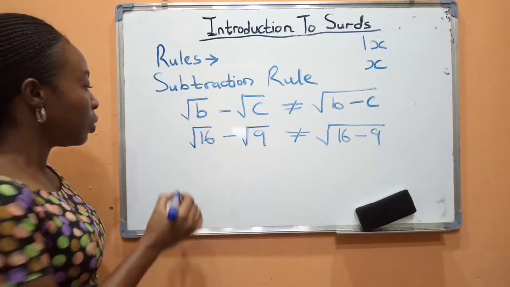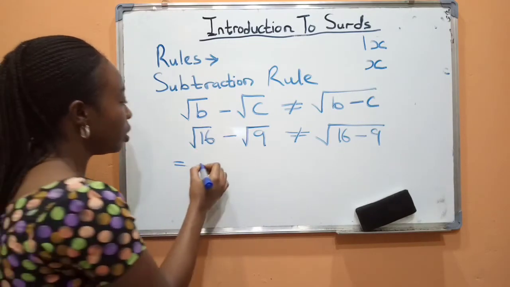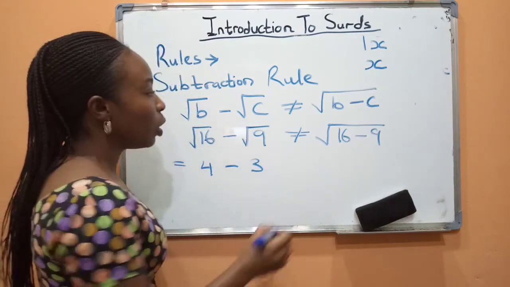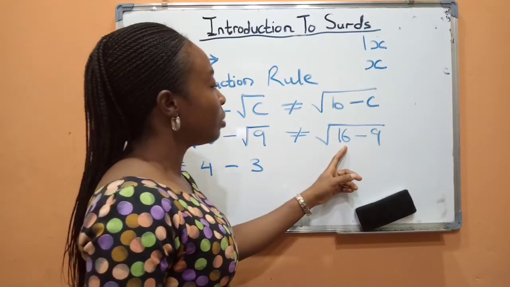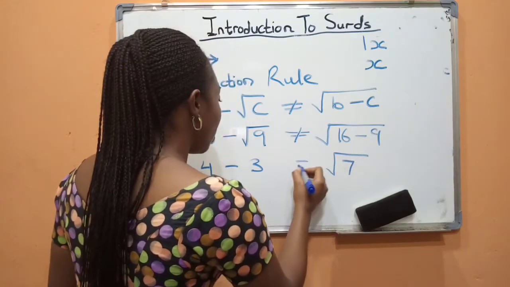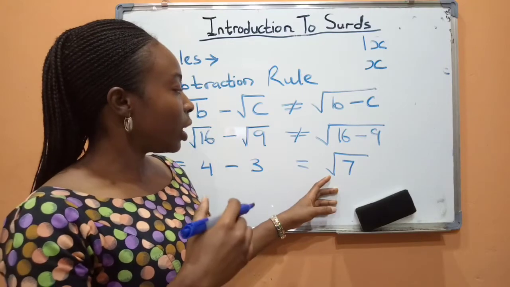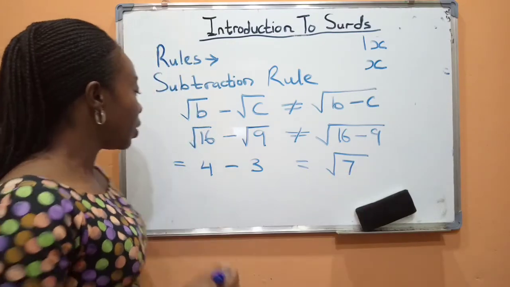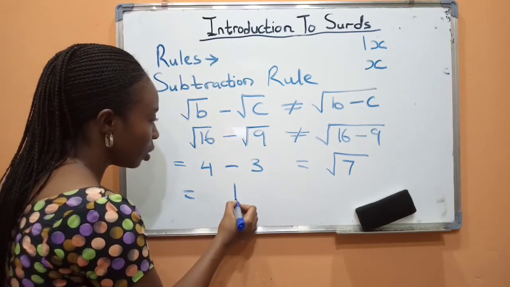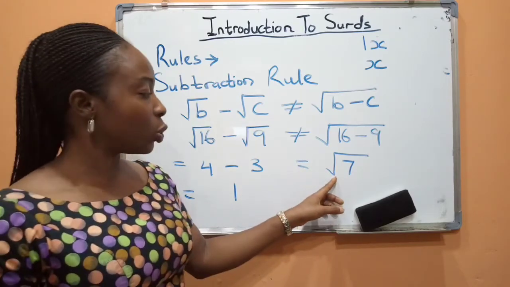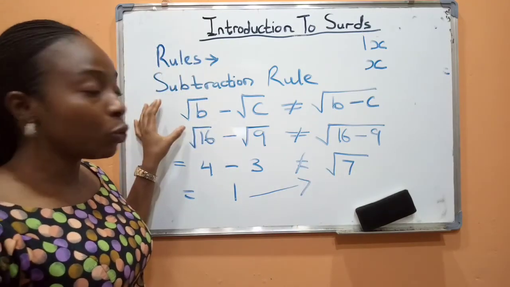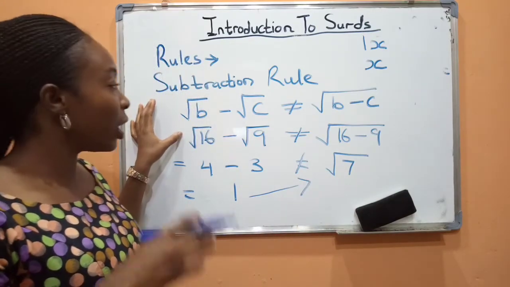Now let's solve and see what we are going to get. The square root of 16 is 4 and the square root of 9 is 3. By the time we say 16 minus 9, we are going to have 7. And if we are to find the square root of 7, of course we are going to get a decimal number. But if we find this, we say 4 minus 3, we have 1. So you can even see from here, without even trying to find the square root, we know that 1 is not equal to the square root of 7. So in the subtraction rule, you cannot subtract surds that are different. They have to be the same.